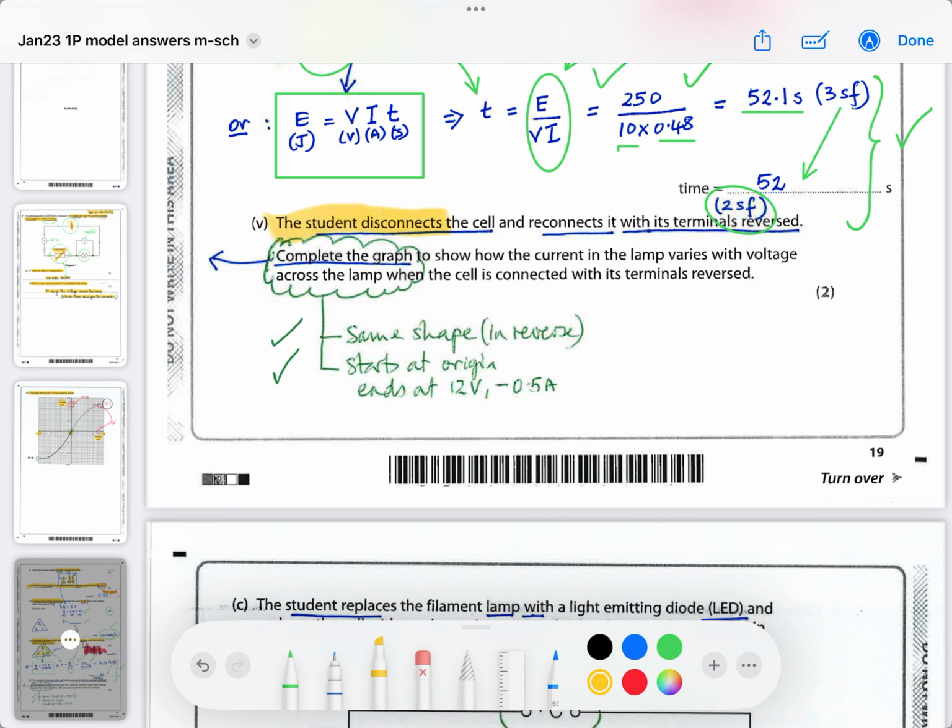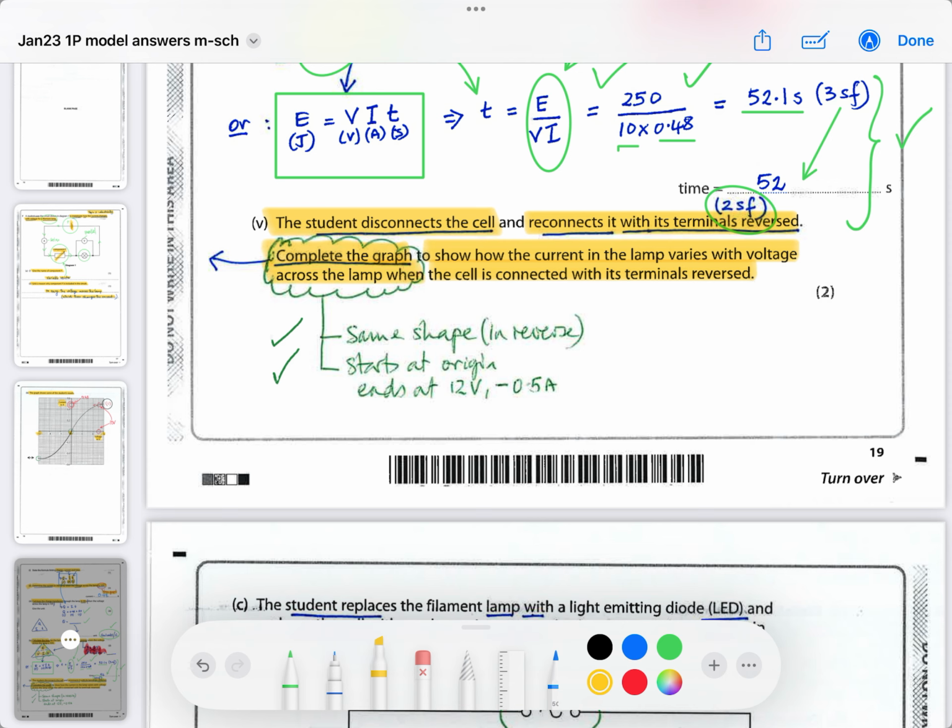The next question. The student disconnects the cell and reconnects it with the terminals reversed, which is the one I did, the reverse. If you reverse the voltage, reverse the terminals to the cell, the voltage will be the other way around. You can then complete the graph like I did, yeah, to show how the current in the lamp will be in the opposite direction as well, as it varies with voltage across the lamp. Okay, when the cell is connected in with the terminals reversed. So we said the voltage is pushing the current in the reverse direction.